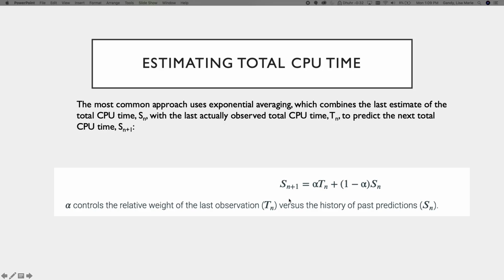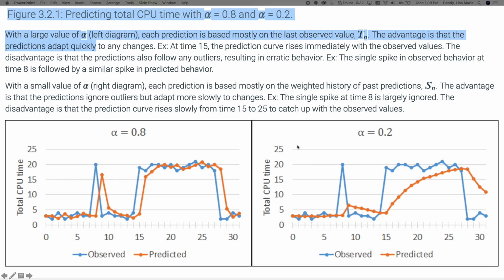Here is our equation. We've got Tn, which is the observed, and Sn, which was the predicted, and they have this alpha, where we have a little control. Alpha controls the relative weight of the last observation versus the history of past predictions. We have a nice infographic here. In one graph alpha is 0.8, and in this graph alpha is 0.2. If alpha is large, each prediction is based mostly on the last observed value, which is what's actually happening in the system.